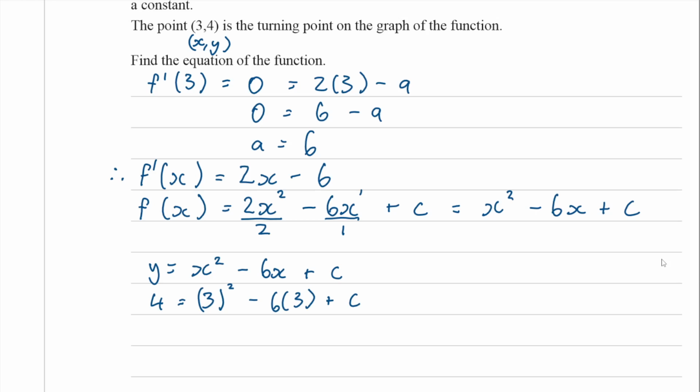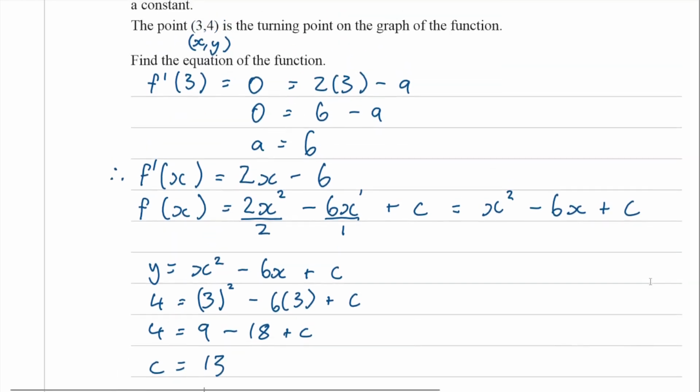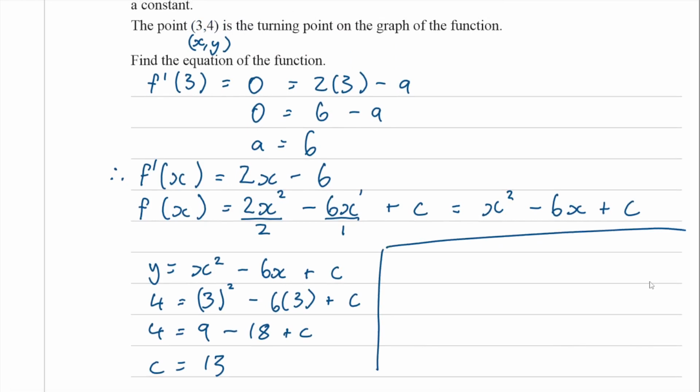And then we can solve for c. So 4 equals 9 minus 18 plus c. 9 minus 18 is minus 9. Add 9 to both sides, we get c equals 13. So let's put it together. So we found c. So therefore, the original function f of x is x squared minus 6x plus c, where c is 13.